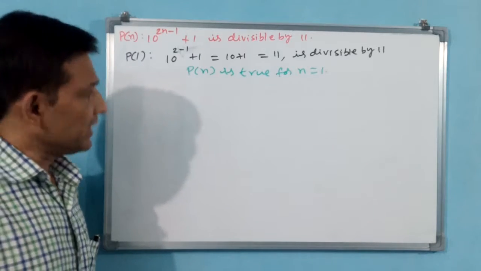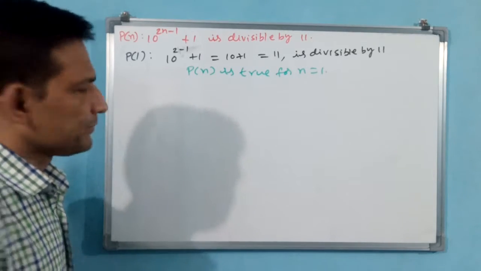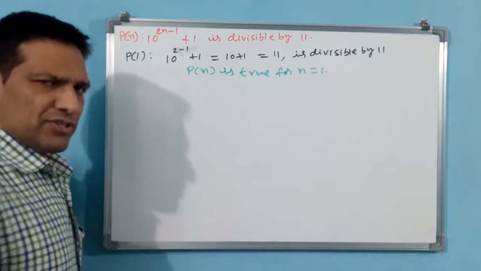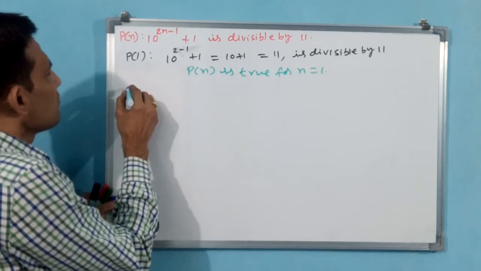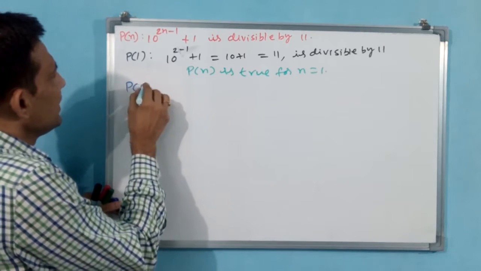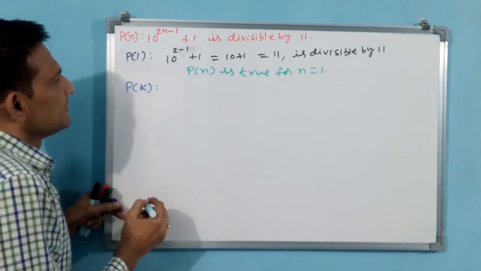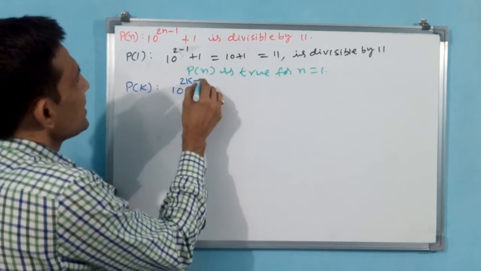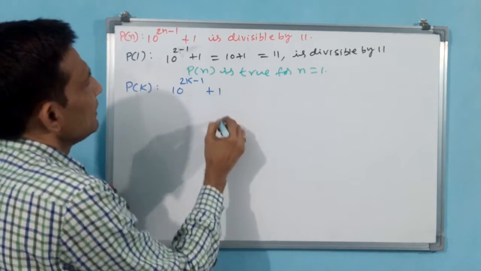Next step is P of k. Write down the P of k. Okay, same. Procedure is same. Concept is same. Model is changed. Little bit model we have to change. P of k colon. You see now 10 power 2k minus 1 plus 1.